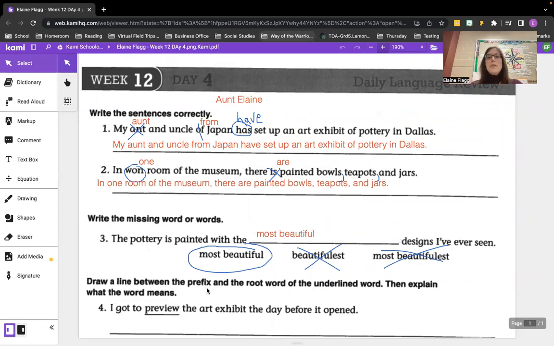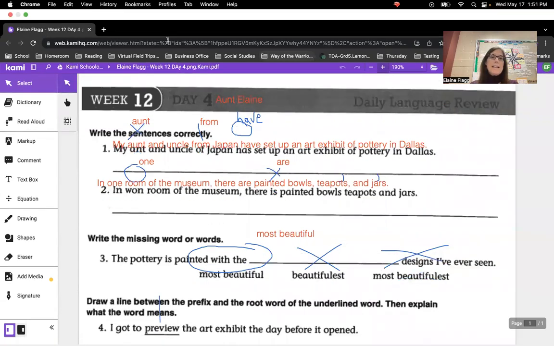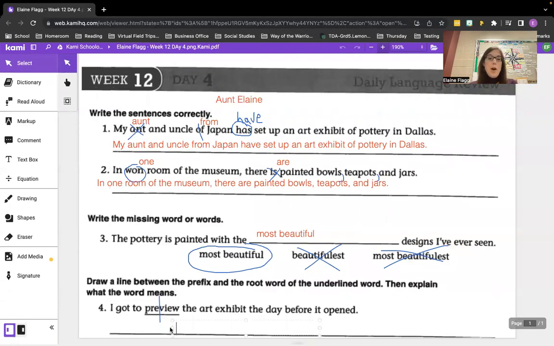Okay, last one. Draw a line between the prefix and the root word of the underlined word, then explain what the word means. Number 4, I got to preview the art exhibit the day before it opened. Okay, the prefix is actually pre, and pre means before, and view means to look at. So if you put all those together, it is to look at before.